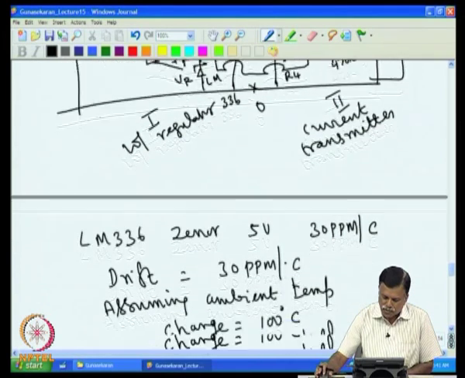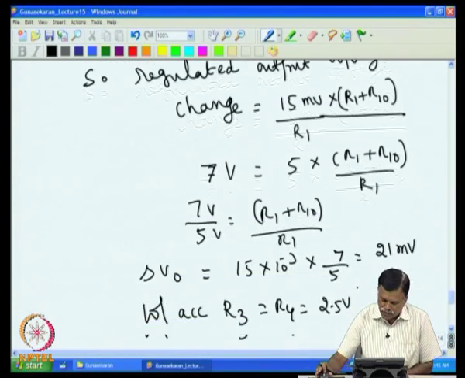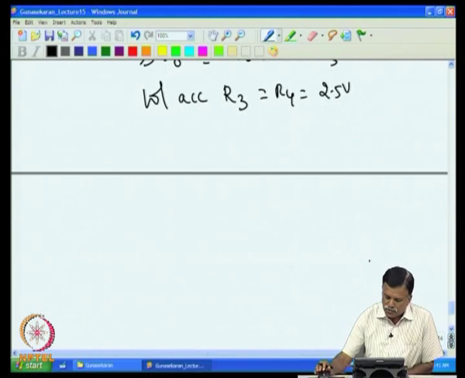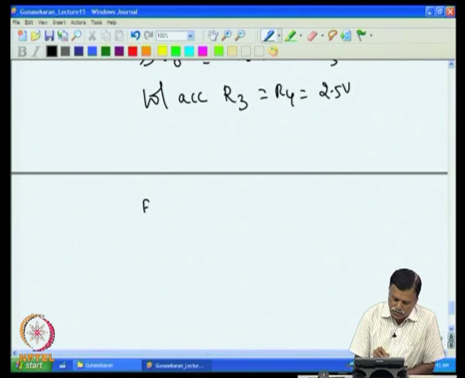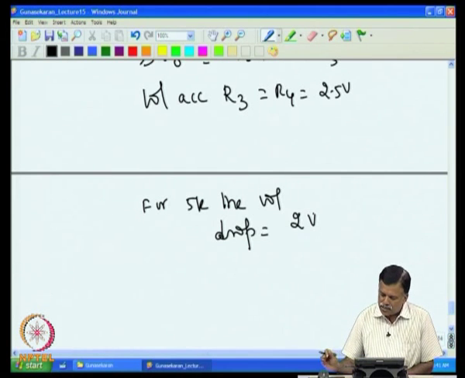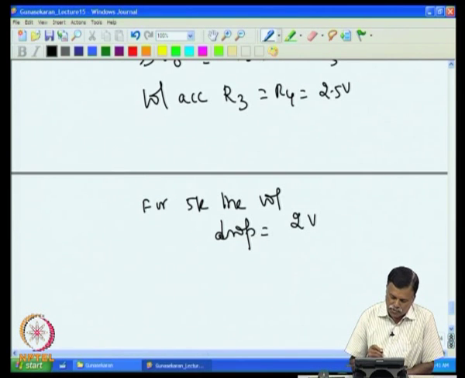R3 R4 is 2.5 volt. So, we have to find R3 and R4 values, because for 2 volt for 5K the voltage drop is 2 volt. So, we can compute the required resistance for 2.5 volt.